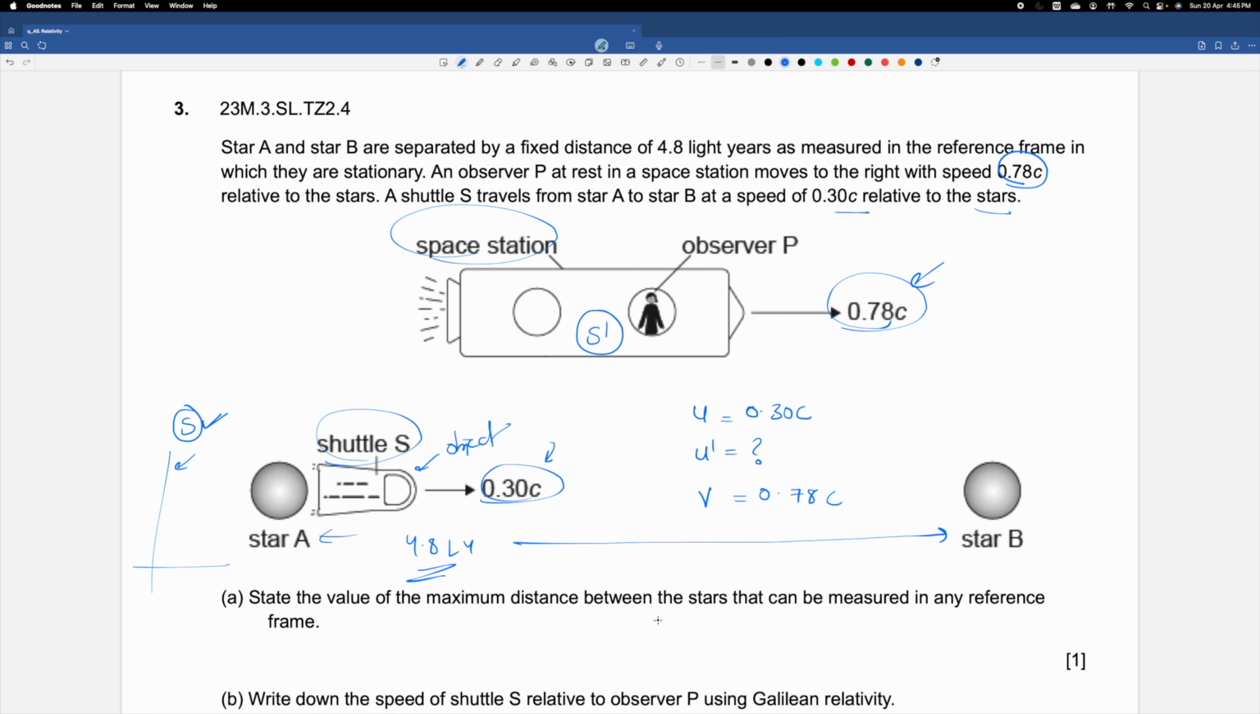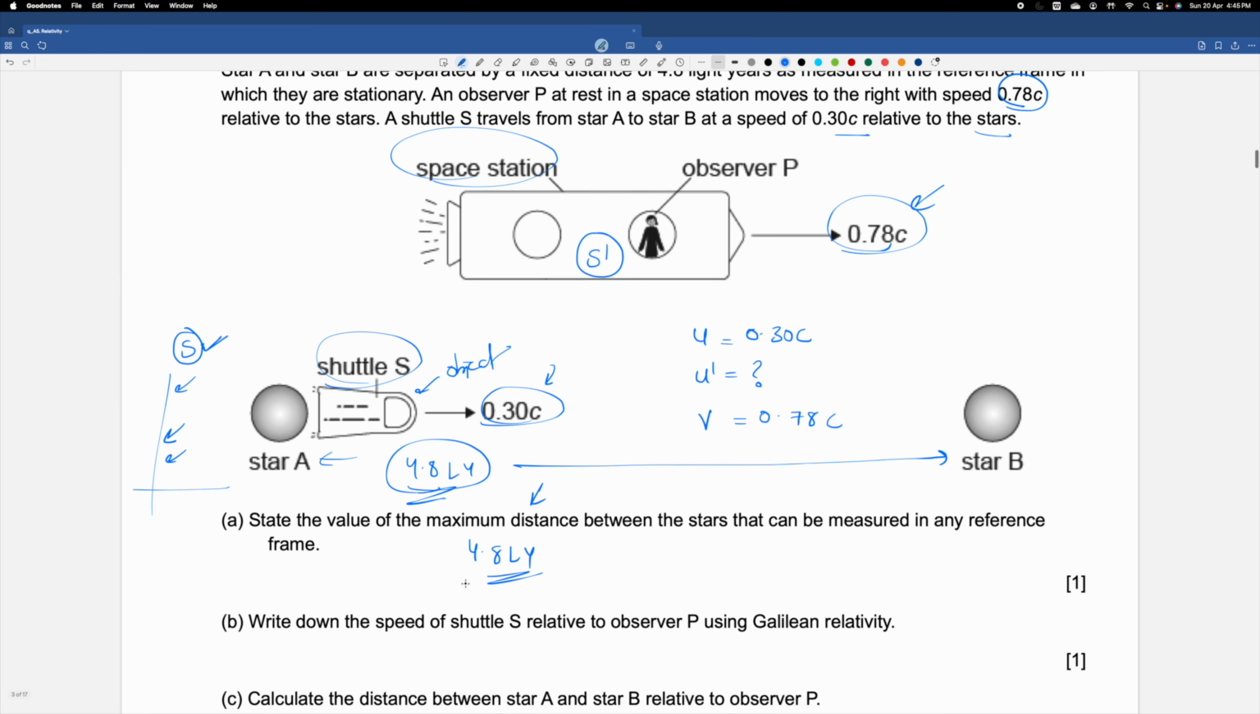Now, state the value of the maximum distance between the stars that can be measured in any reference frame. So they're asking what is the maximum distance between the stars that can be measured with respect to any reference frame. Obviously, I've clearly said that this 4.8 light years is with respect to the rest frame, but it will be shorter for any other frame which is moving closer to the speed of light. So the answer is 4.8 light years. This is the maximum distance that can be measured, obviously, by a stationary frame.